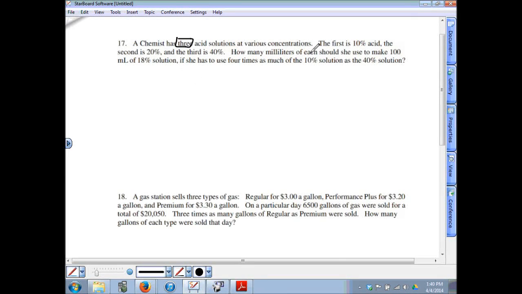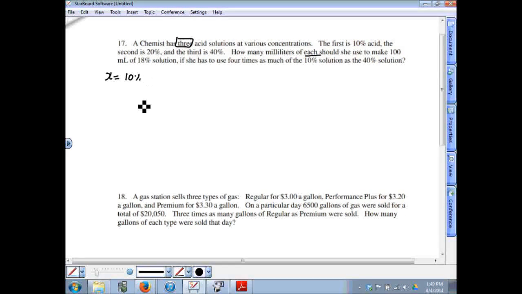The question here is how many milliliters of each type of solution should be used. If there's 3 solutions and they're asking how many of each, that means we're going to have 3 different variables because we don't know how many of each. So we could say let x equal... we have to be extremely careful on how we define the variables.